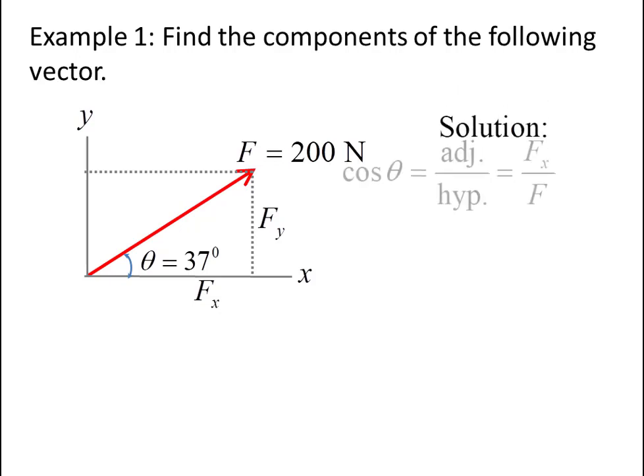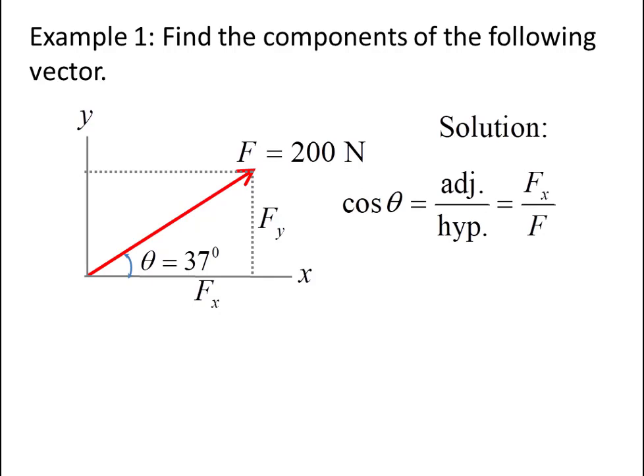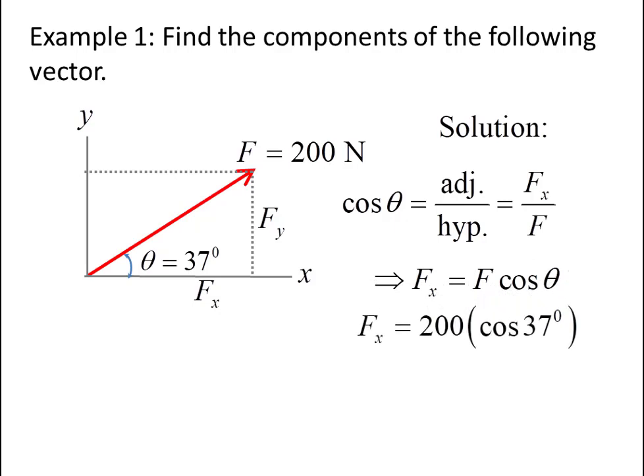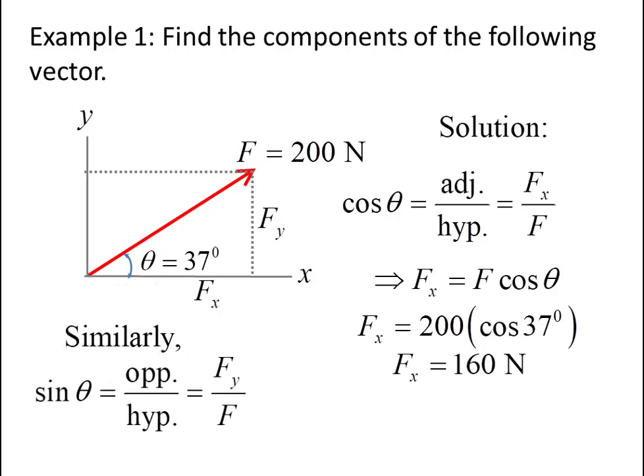The solution is, first of all, we need to remember that cosine of theta is the adjacent side divided by hypotenuse for such right-angled triangles, which is Fx divided by F. So Fx is simply F cosine of theta. So Fx is 200 times cosine of 37, which is 160 newtons. Similarly, since sine of theta is opposite divided by hypotenuse, which is Fy divided by F, therefore Fy is simply F sine of theta, which is 120 newtons.